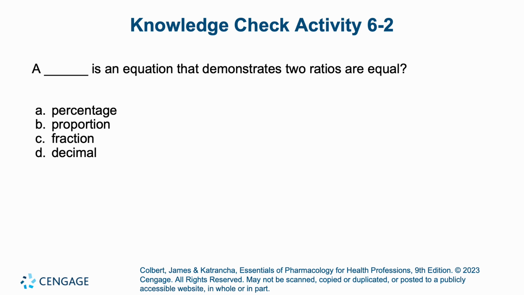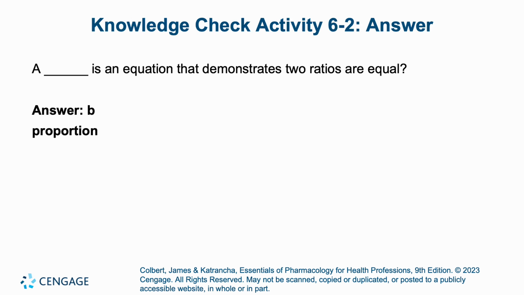Knowledge check. A blank is an equation that demonstrates two ratios are equal. A, percentage, B, proportion, C, fraction, D, decimal. And the answer is B, proportion. A proportion is an equation that demonstrates two ratios are equal.